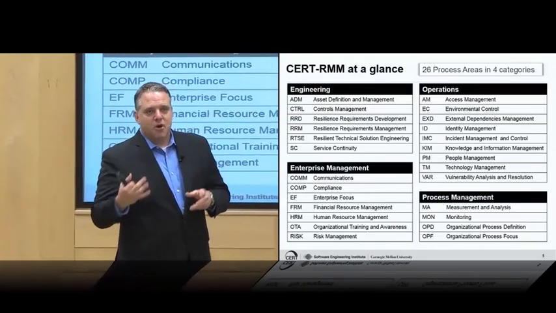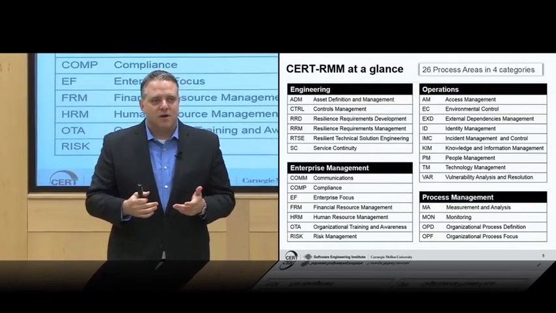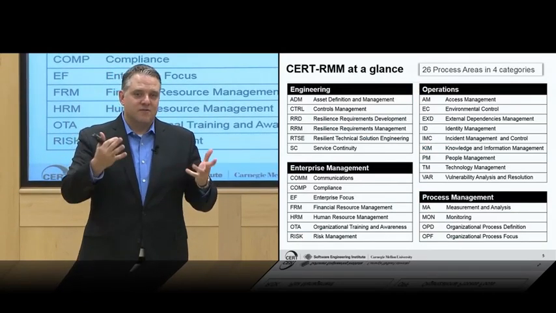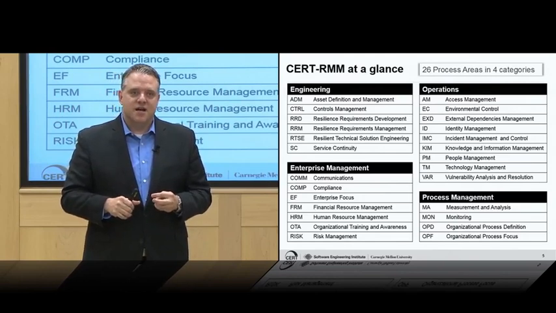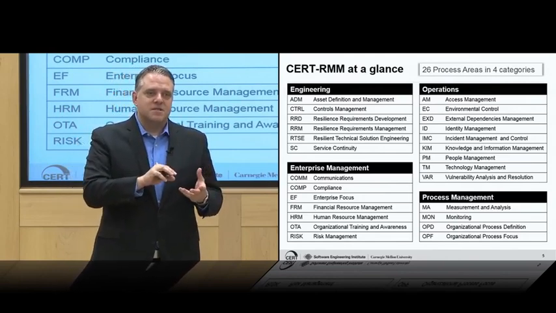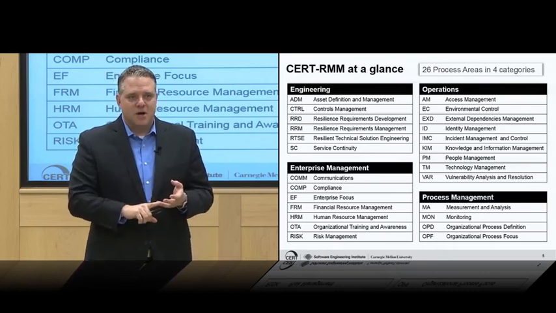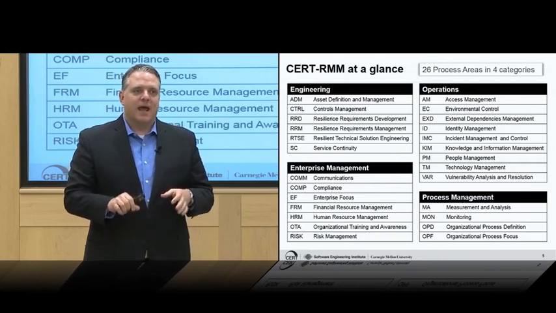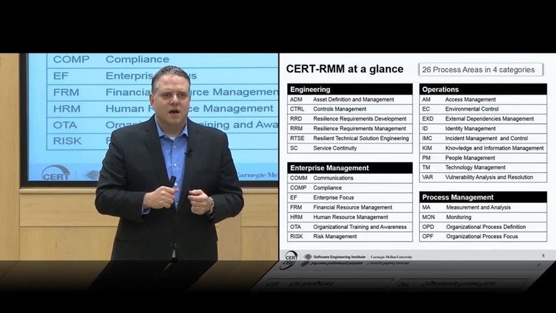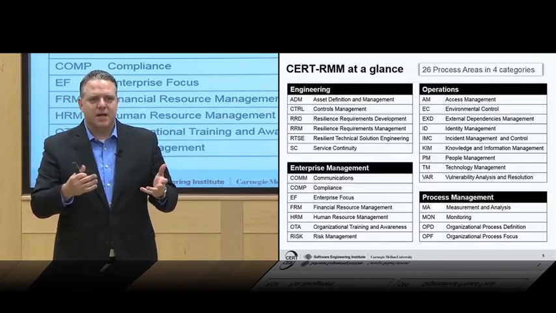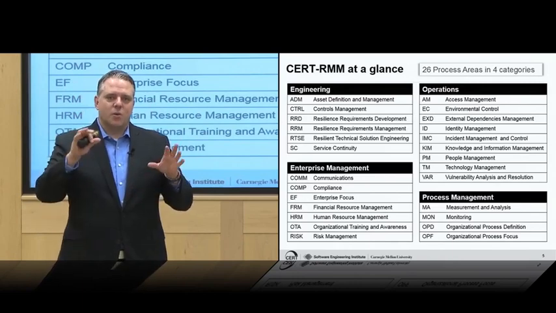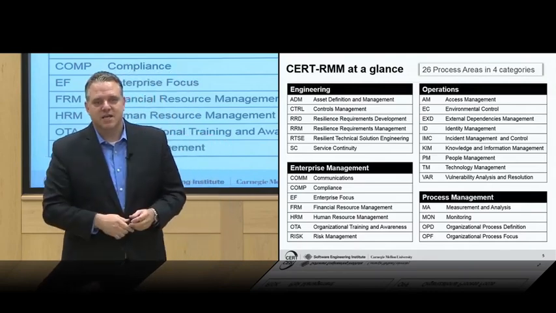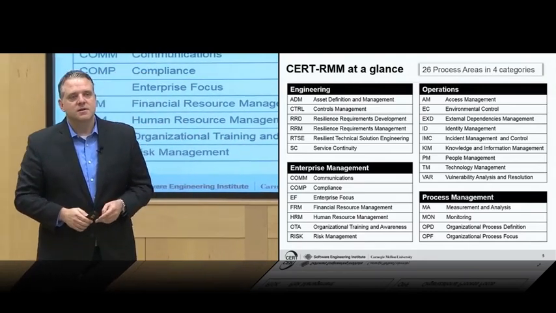RMM proposes 26 process areas across 4 different categories. The actual content in these is kind of beyond the scope of what we're talking about. In fact, you wouldn't even have to memorize all of these particular sections. Just recognize the fact that RMM says you have engineering activities, enterprise management activities, process management activities, and operations activities. And within these activities, you can do things like asset definition and management, control management, incident management. And so it's a way of separating out the different activities that you have to do to be resilient into some sort of taxonomy. And this is what RMM provides.